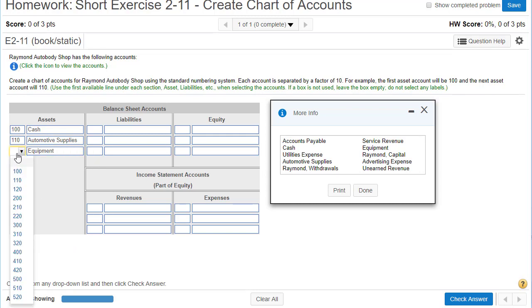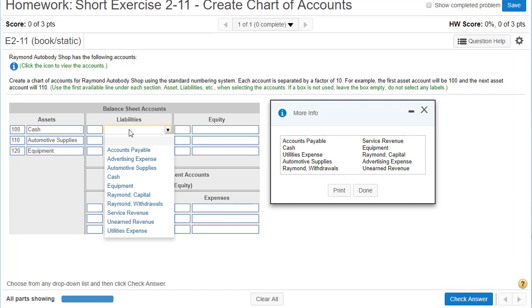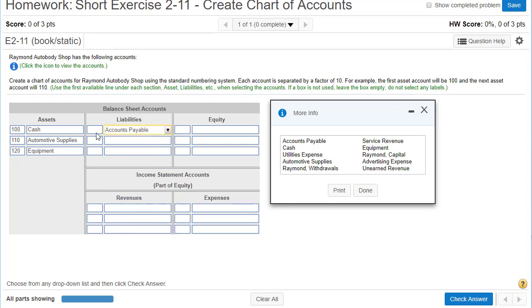And that would be the next asset number, which is 120. Now we're going to work on liabilities. So let's start up here. Accounts payable is definitely a liability. And remember, liabilities start with the number 2.